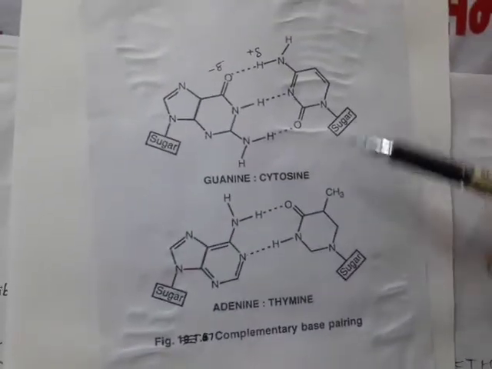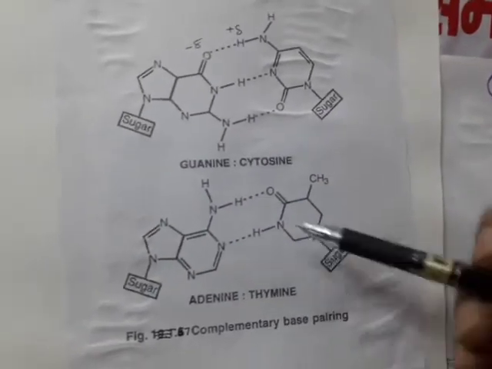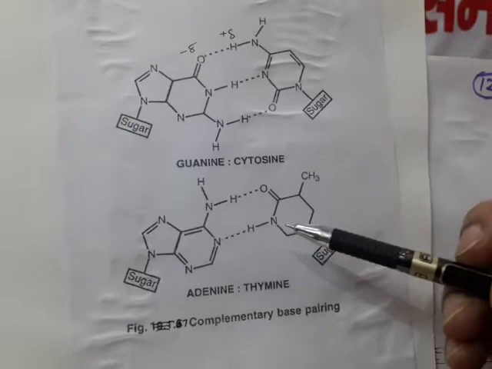How are these nitrogenous bases attached? Just wait. The guanine and cytosine bind with each other by 3 hydrogen bonds. Adenine and thymine bind with each other by 2 hydrogen bonds.